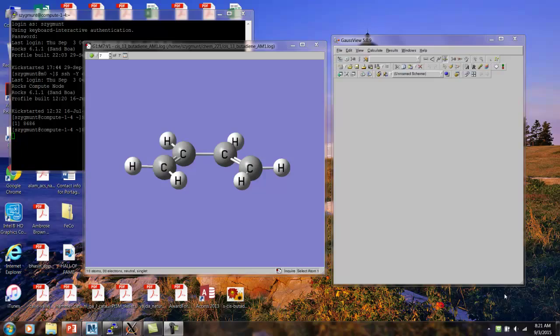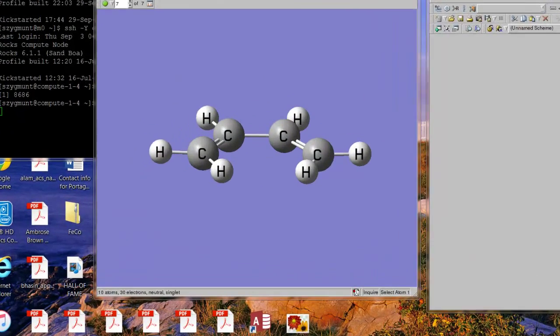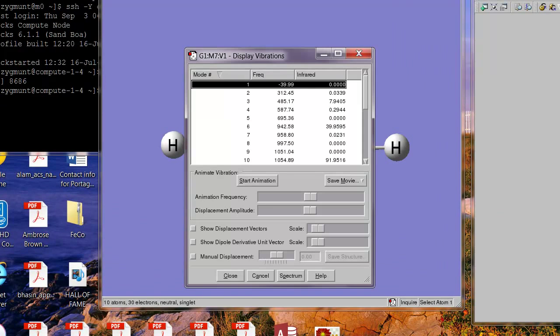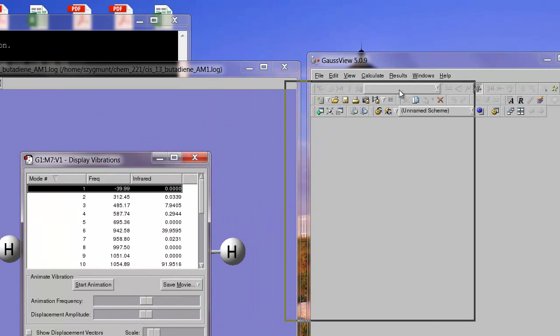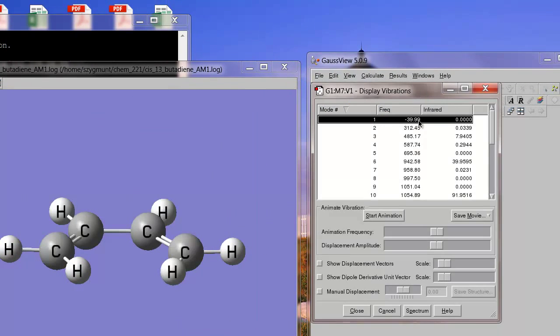In a previous session, I used the AM1 semi-empirical method to optimize the planar structure of the cis form of 1,3-butadiene. And what we found when we did a vibrational analysis using the opt plus freq command was that the vibrations showed one imaginary frequency. And so as a result, this structure is not a local energy minimum. Instead, it corresponds to a saddle point on the potential energy surface.